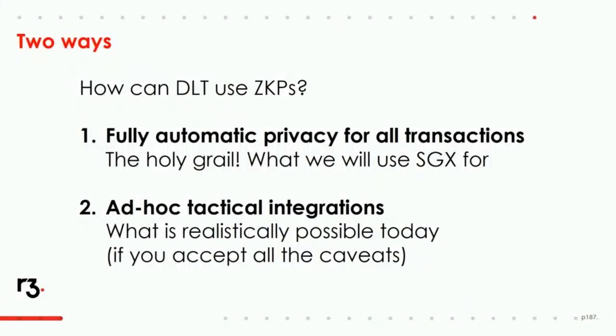And then there's a second, slightly more practical in the short run approach, which is these sort of ad hoc tactical integrations by experts. And that's more realistically what can be done today if you accept the caveats, which Kostas has done a good job of describing. So these are cases where we take a really important, widely used application, like maybe Zcash, and specialized cryptographers apply a zero-knowledge proof to that application, specifically to a small part of that data, and we launch that integration, right?